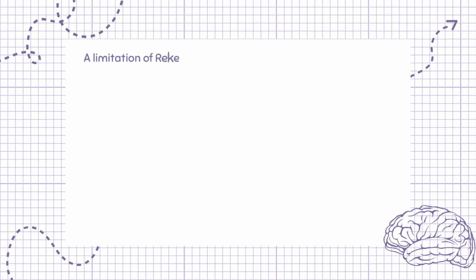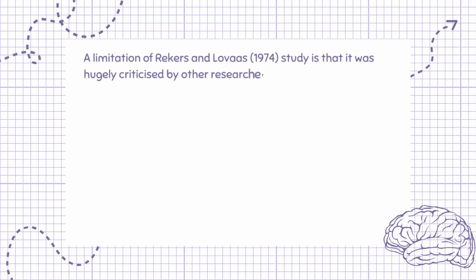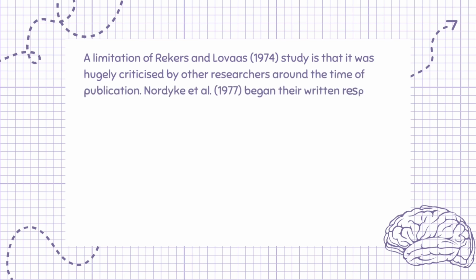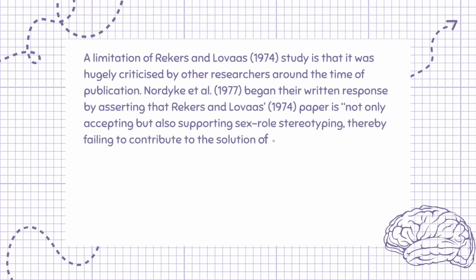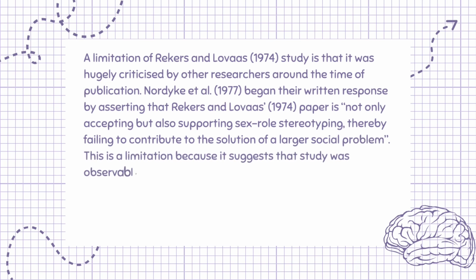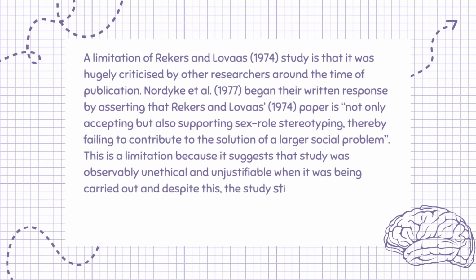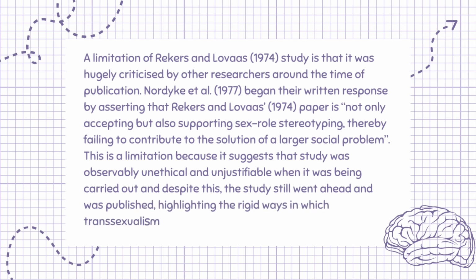A limitation of Riekers and Lovars, 1974, study is that it was hugely criticized by other researchers around the time of publication. Nordyke et al., 1977, began their written response by asserting that Riekers and Lovars, 1974, paper is not only accepting but also supporting sex role stereotyping, thereby failing to contribute to the solution of a larger social problem. This is a limitation because it suggests that the study was observably unethical and unjustifiable when it was being carried out, and despite this, the study still went ahead and was published, highlighting the rigid ways in which transsexualism was viewed.